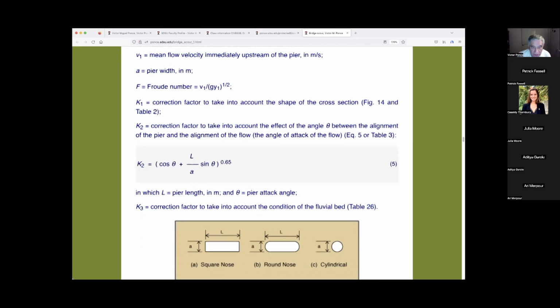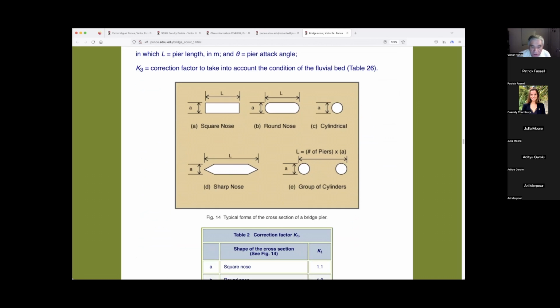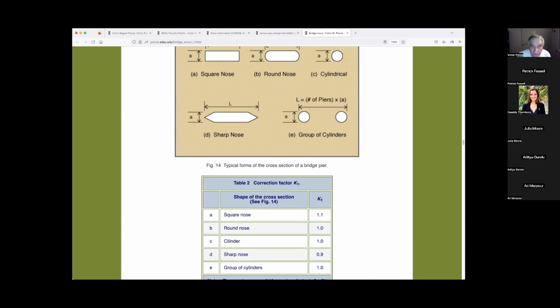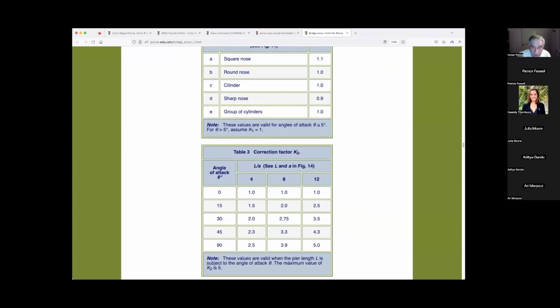K3 is a correction factor to take into account the condition of the fluvial bed. And these are the typical forms of the cross section of a bridge pier. All this information is taken, of course, from the manuals and official documents that present the theory and the practice of HEC 18. So you can see the correction factor here, figure 14, for the various types of piers, correction factor K2.